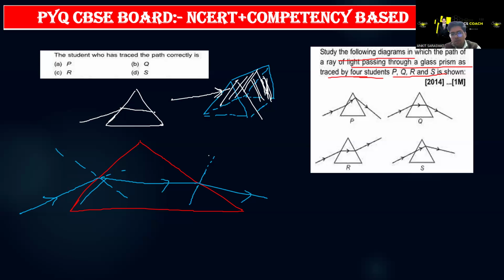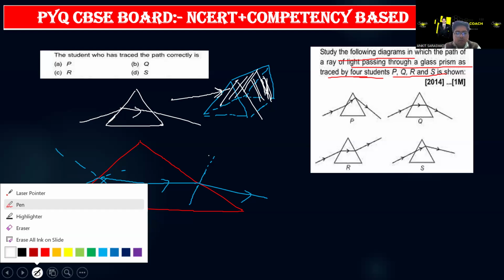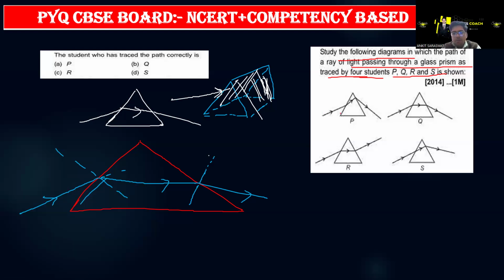Okay, clear? So which option is correct? If you look at all the following diagrams, P is not correct, Q is correct. This is also not correct. This is not. So option Q, option B.